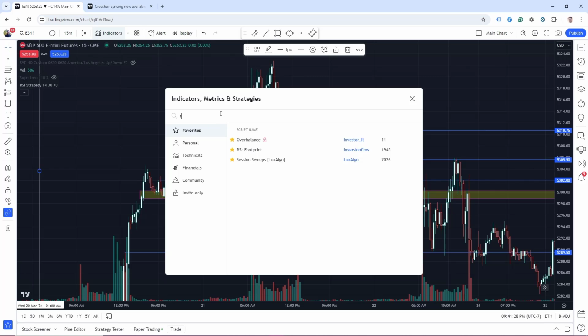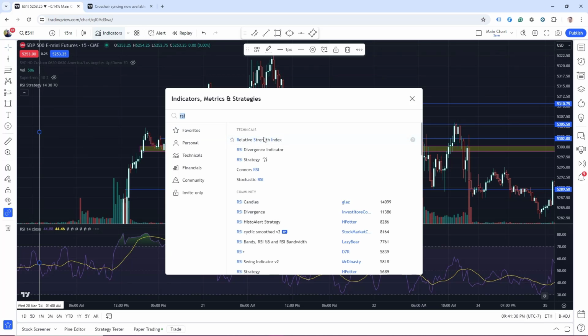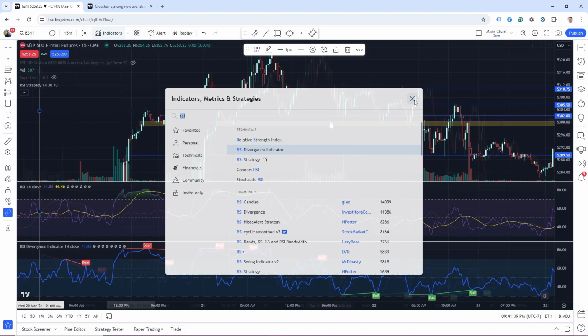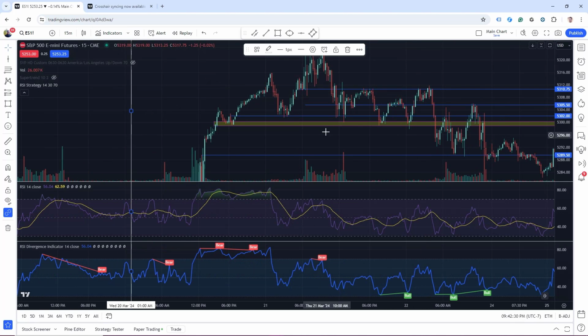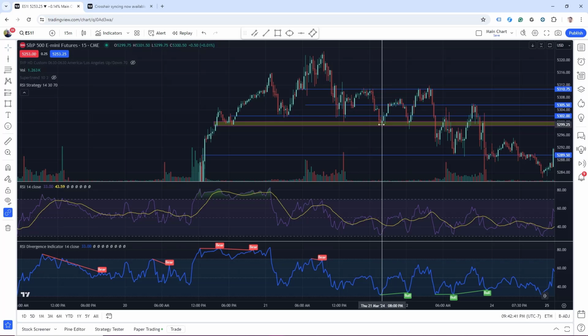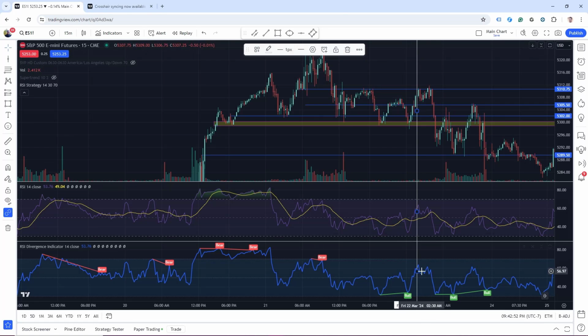There are two RSI indicators that I like in TradingView. The first is labeled Relative Strength Index, so we'll go ahead and add that to our chart here. The other is the RSI Divergence Indicator, and I'm going to add that as well. The divergence indicator will actually label when there's a divergence on the RSI. So if we take a horizontal bar here, we can see that when price came down here, RSI was right here. As we move further down the chart, price made a new low, but the RSI did not, indicating a divergence.